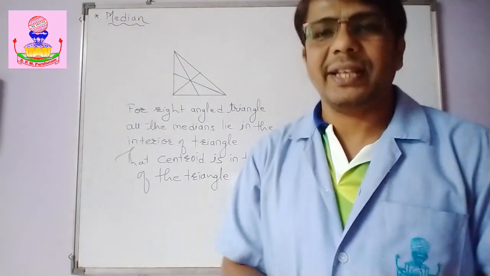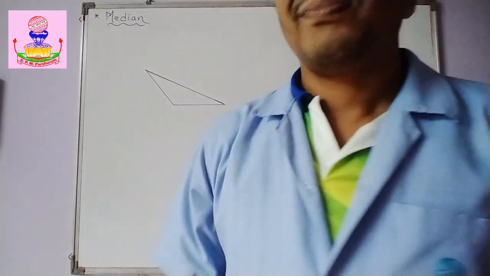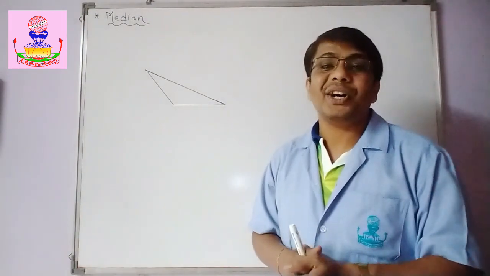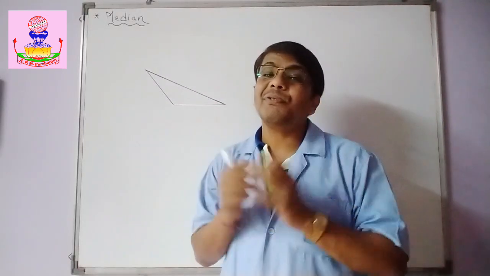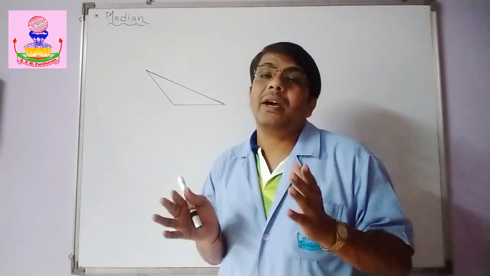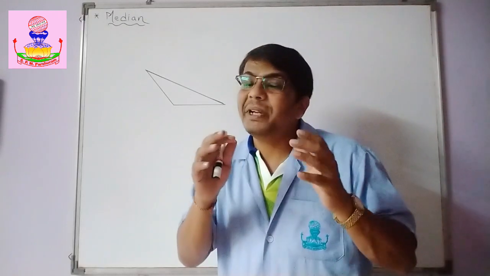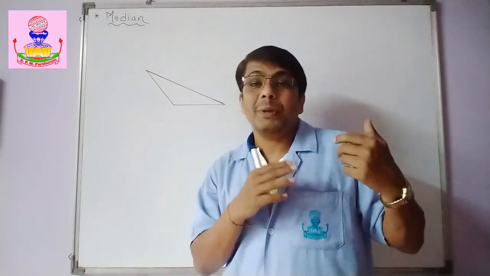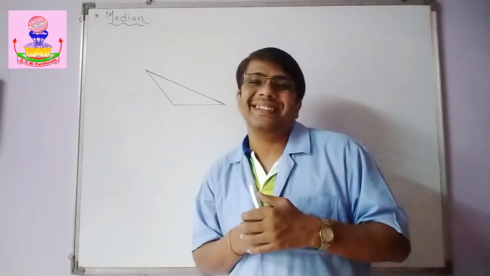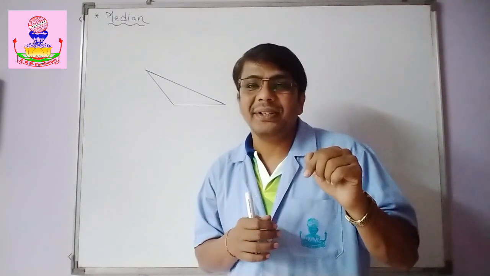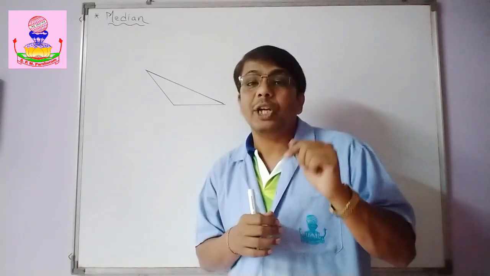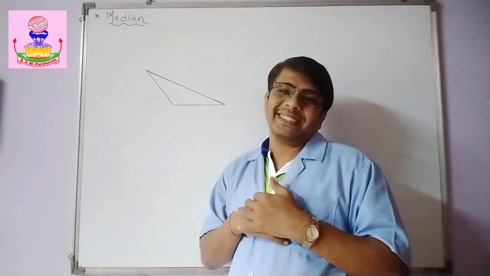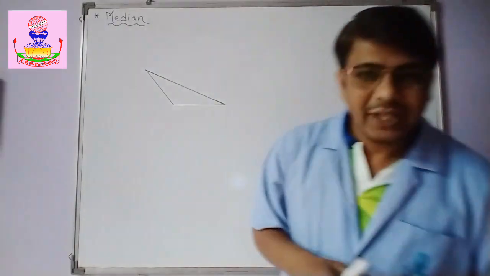Now let us see obtuse angle triangle. Now, this is which type of triangle? Yes, exactly, it is obtuse angle triangle. Now let us see for obtuse angle triangle where the medians lie. Do all the medians lie in the interior of the triangle, or do some of them lie in the exterior of the triangle? That means point of centroid, point of intersection, does it lie in the interior or exterior of the triangle? Okay, so let us see.